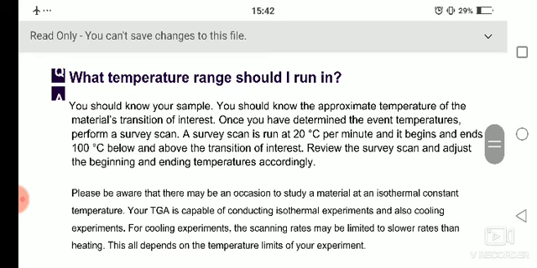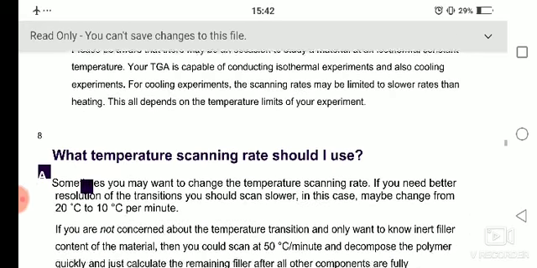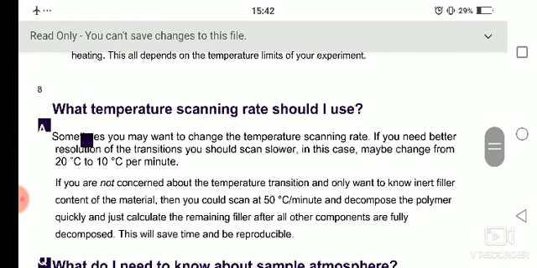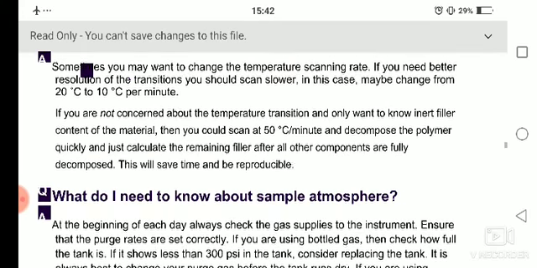What temperature range should I run in? A survey scan is run at 20 degrees Celsius per minute and begins and ends at 100 degrees Celsius below and above the transition of interest. What temperature scanning rate should I use? Sometimes you may want to change the temperature scanning rate. If you need better resolution at the transition, you should scan slower.